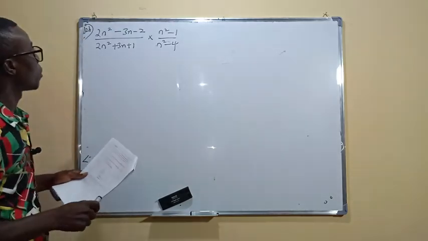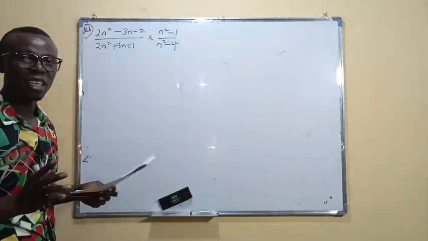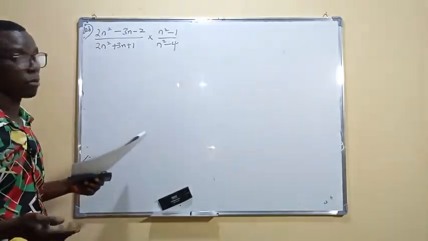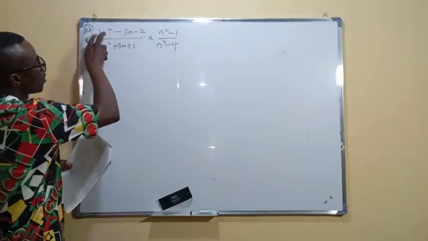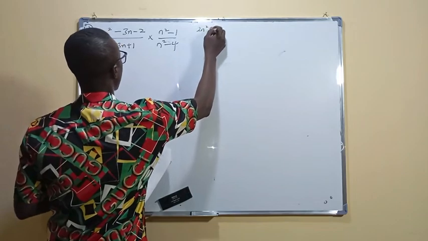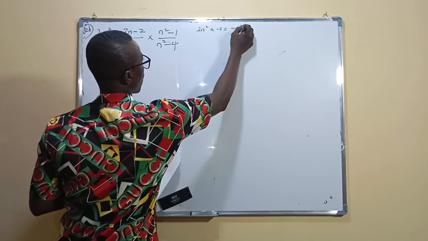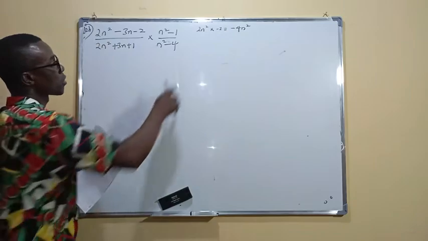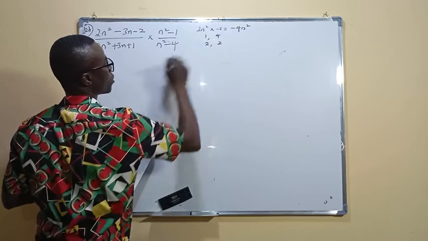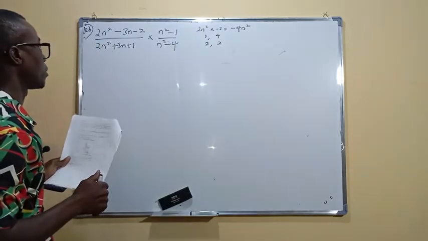Now, looking at this, we see that we have something like this. So I have to check if it is factorizable. Now, to do that, I'm going to take this times this, and that will be 2n squared times minus 2. That gives me minus 4n squared. So what are the factors of 4? That's 1 and 4, and I have 2 and 2, right? Yes. I have 1 and 4, and I have 2 and 2.